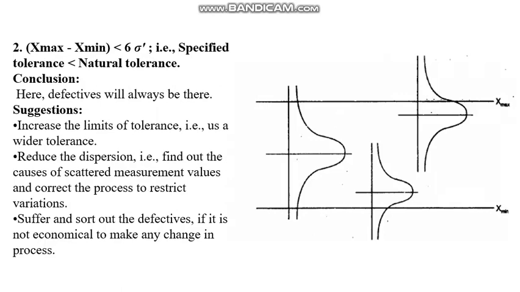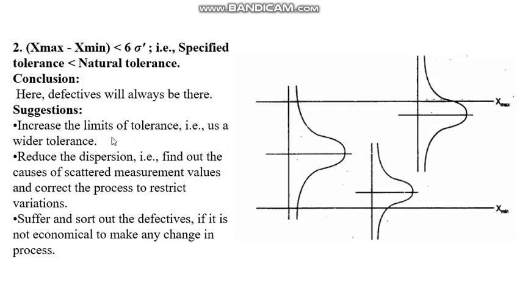Second case, where the specified tolerance, that is x maximum minus x minimum, is less than the natural tolerance. Now, you see here in the figure, whether it is this case or this case or this case, in any case some of the points are going outside the specified limits, the design limits. So that means there will be defectives. Defectives will always be there.